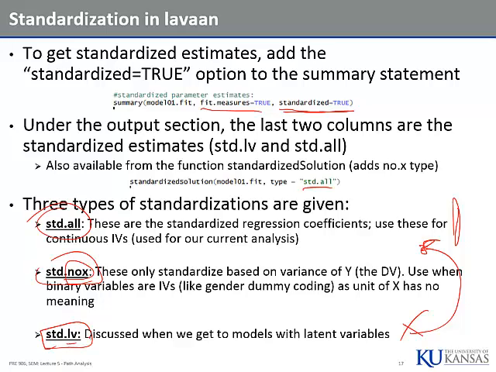So that's why that one gets a little weird. It takes the latent variable variance, but it may be standardized in one way or in another way. So it gets kind of funky. Questions on standardization?